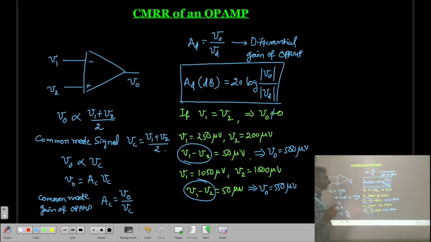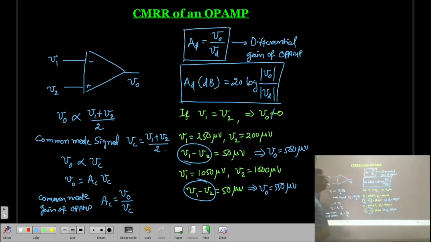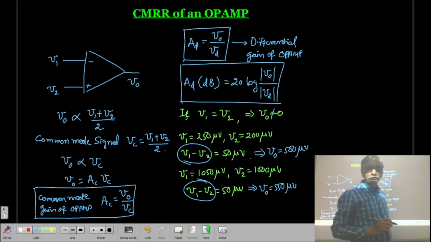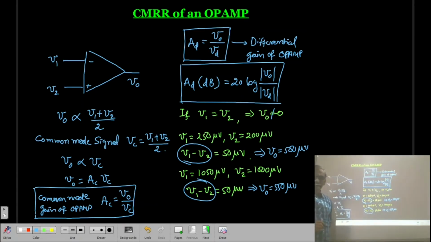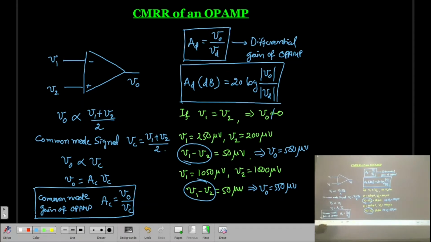So remember, the operational amplifier has two different gains. One of the gains is the differential gain, that is AD is equal to VO by VD, which depends on the difference between the two input signals. And another gain is the common mode gain, which depends on the average value of the two input signals. And therefore, the resultant output voltage of the operational amplifier, we can write in this way.